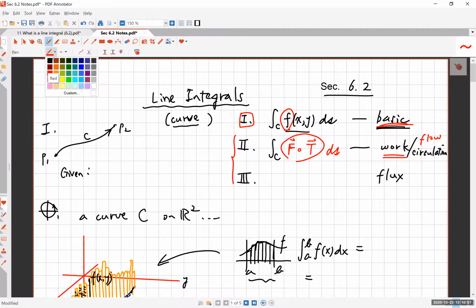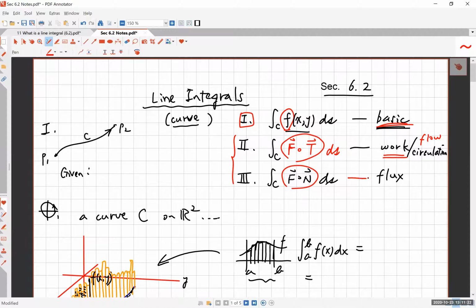All right. And then the third one, we will also be integrating F dot N. So this is the normal component. And when you take the normal component of F, we get something perpendicular to the curve C. And so this will tell you how much of the stuff, fluid or radiation or heat or whatever it is, is penetrating, going through C from one side to the other. And that integral is called the flux integral. So we will be talking about all three of these in this section. And that's why it is going to be long.